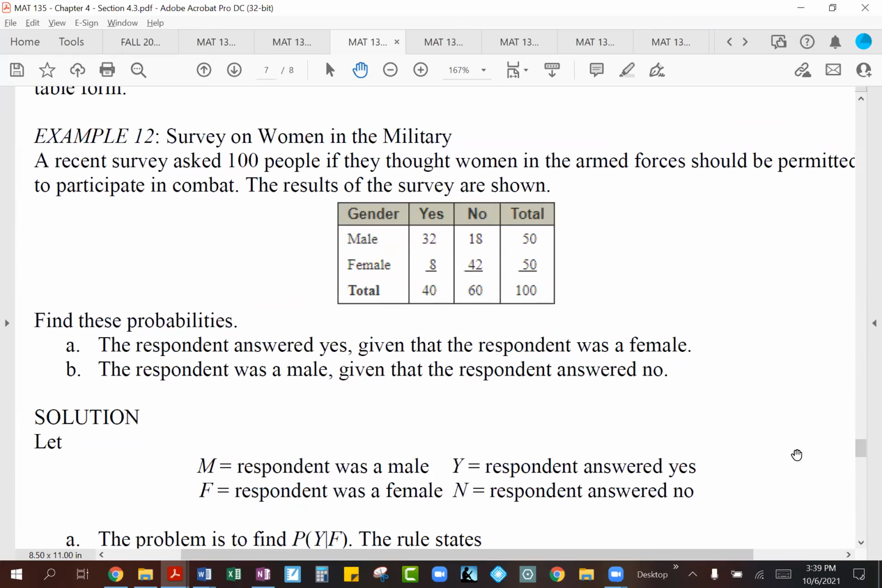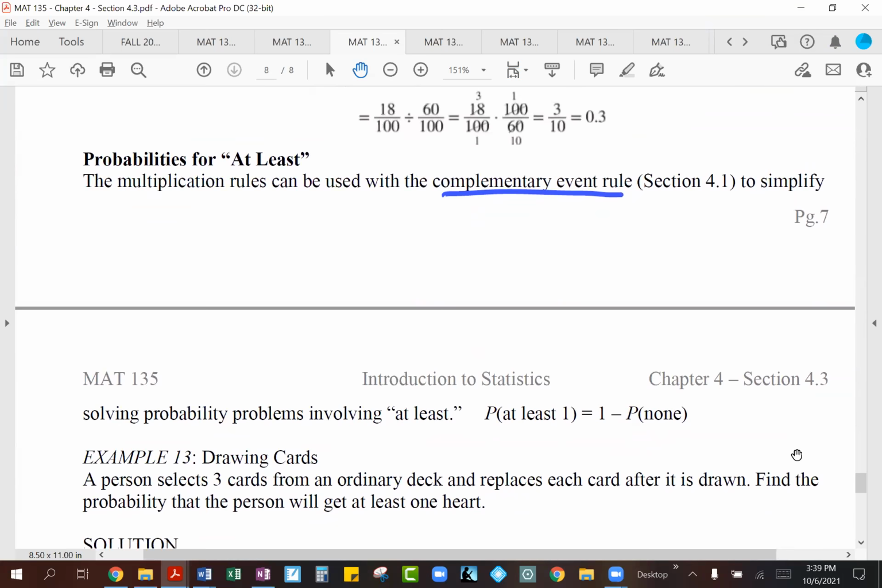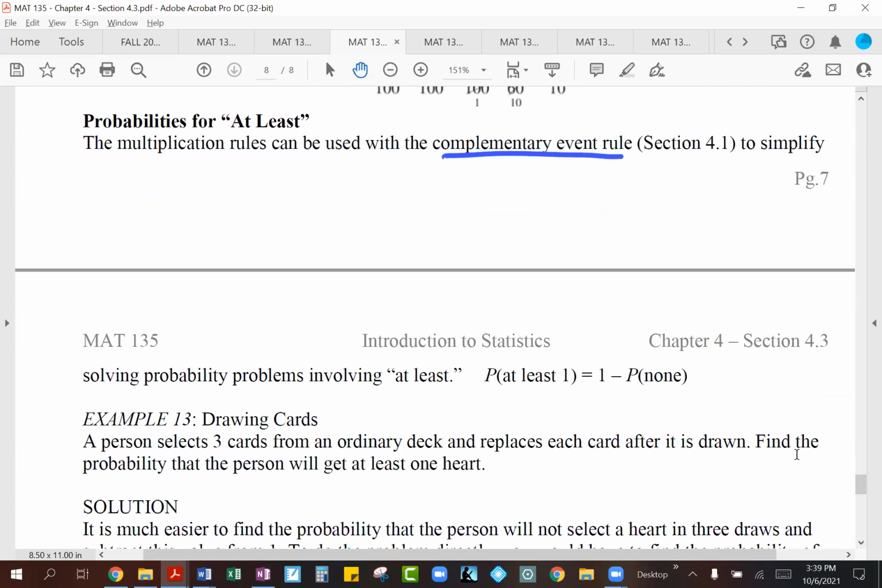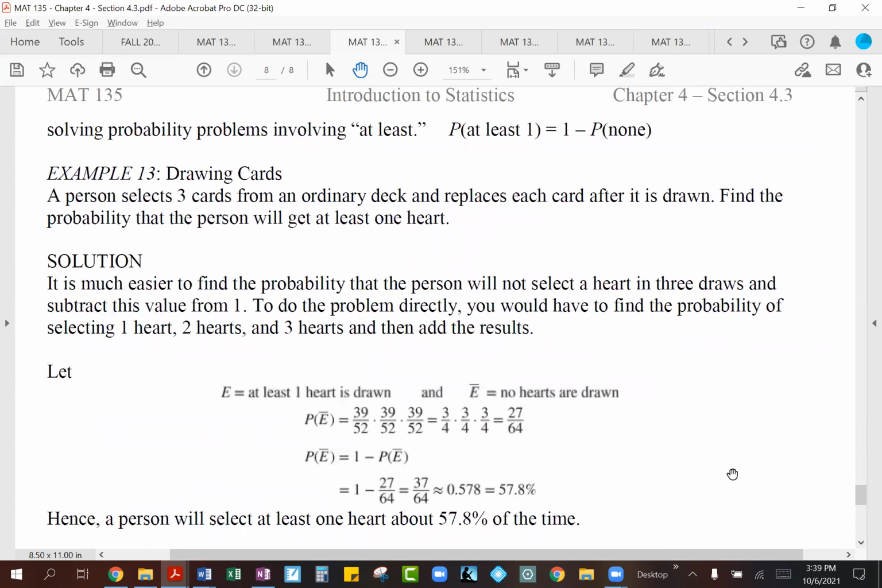So you've got more examples here to browse through and look over. So definitely look through those. You have this example with the at least probability. This example here is talking about the probability that the person will get at least one heart, if you're selecting 3 cards and replacing each card in this case. So you are selecting 3 cards from a deck of cards, you're replacing them, and we want to know the probability that they will get at least 1 heart out of those 3 cards.